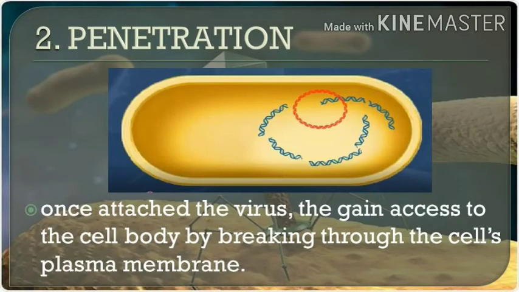Next is penetration. Once attached, the virus gains access to the cell body by breaking through the cell's plasma membrane. In some cases, the cell wall, the tail fibers of the virus, and enzymes released help in breaking through the cell. The virus then releases its genetic material into the host cell. The cell is now said to be infected.